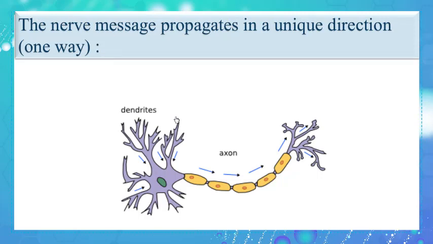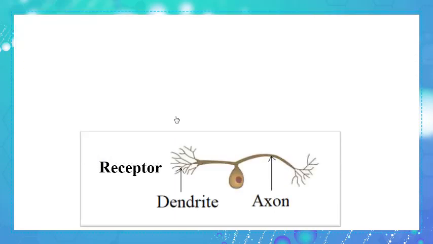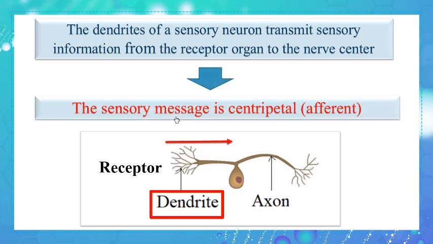Here is the schematic pathway. The message starts from the dendrites to the cell body, to the axon, and finally to the terminal buds or terminal arborization. The sensory input is the conduction of signals from the sensory receptors to integration centers or nerve centers. Here it goes. The dendrites of a sensory neuron transmit sensory information from the receptor organ to the nerve center. This indicates that the sensory message is always centripetal or afferent, knowing that centripetal and afferent have the same meaning.